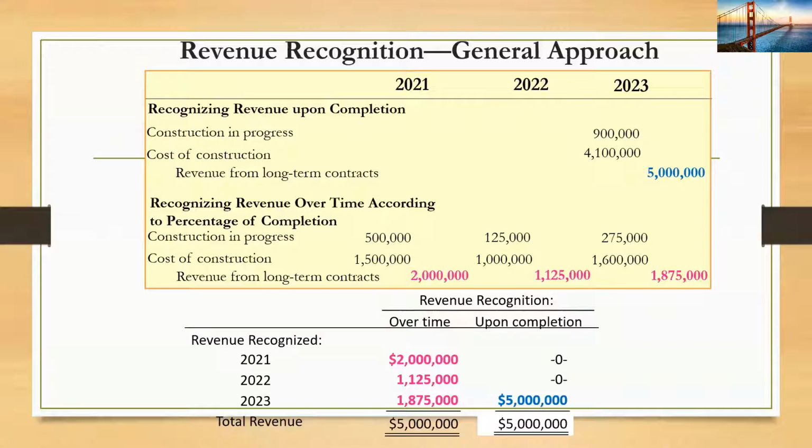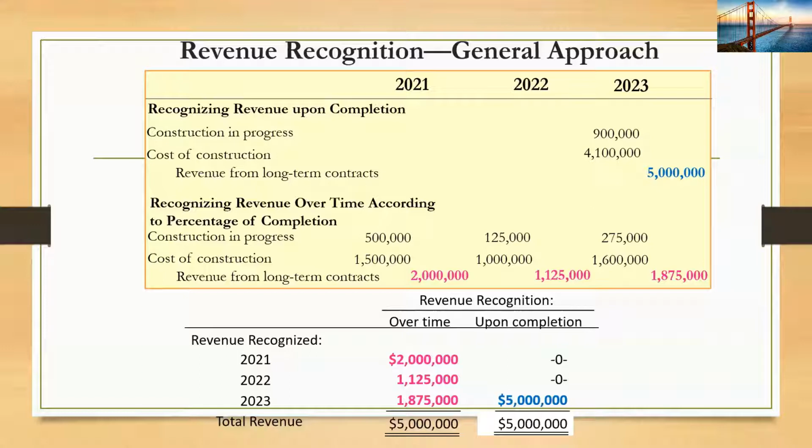Well, the key here is that when Landmark recognizes gross profit, it is acting like it has sold some portion of the asset to the customer, but Landmark keeps the asset on its own balance sheet, which is the CIP account, until delivery to the customer. Let me repeat that. The key here is that when Landmark recognizes gross profit, the company is acting like it has sold some portion of the asset to the customer, but the company actually keeps the asset on its own balance sheet until delivery to the customer.